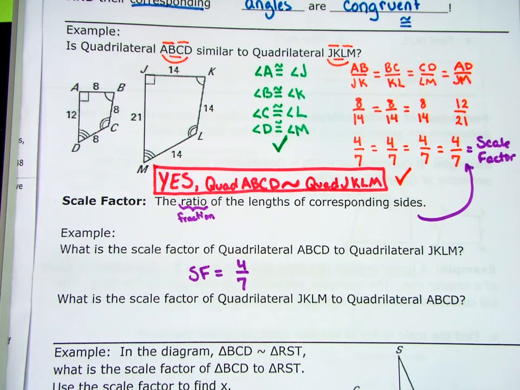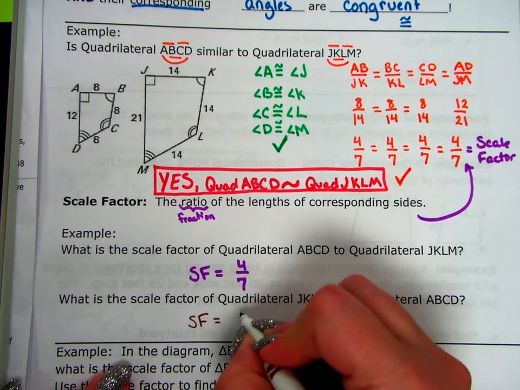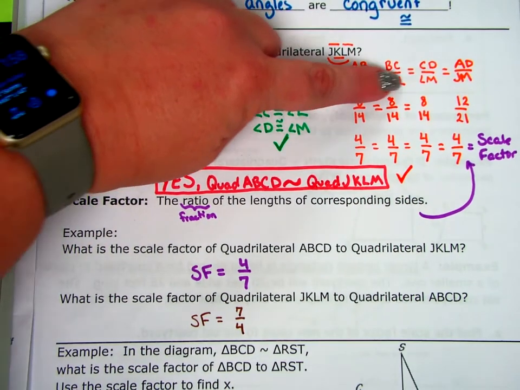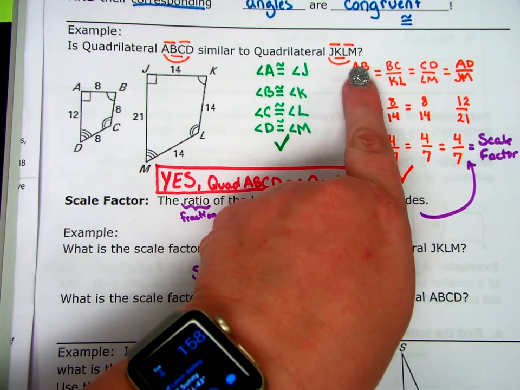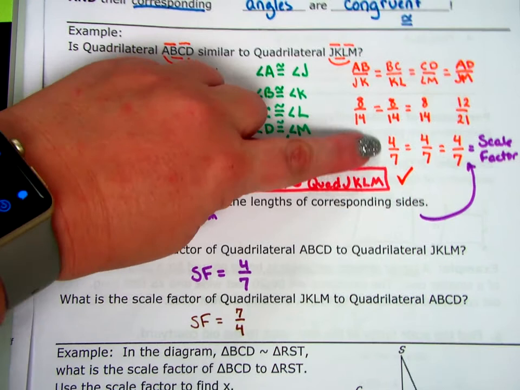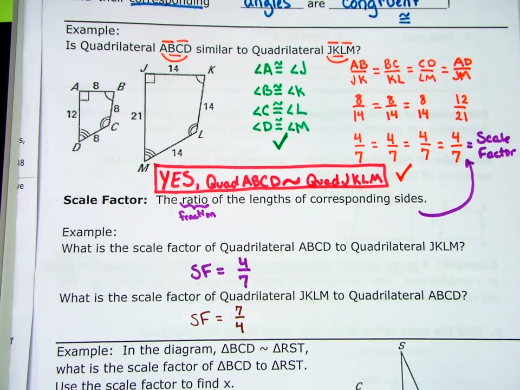But look at the next one. It says, well, what is the scale factor of quadrilateral JKLM to quadrilateral ABCD? What do you think is going to happen? Yeah, it's just going to flip over, right? So my scale factor then is going to become 7/4. Because that means all of these numbers that were on the bottom are now going to be on the top. All of these numbers that are on the top are going to move to the bottom. So when I reduce, the 4 and the 7 are just going to switch places. Okay? Questions?